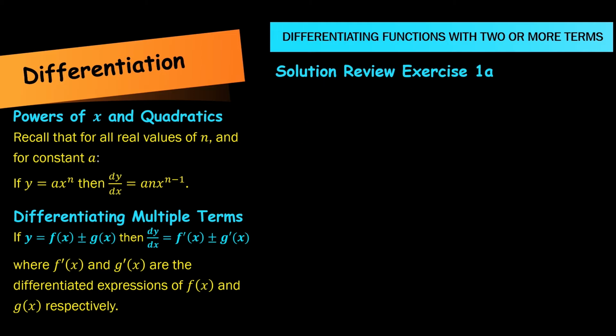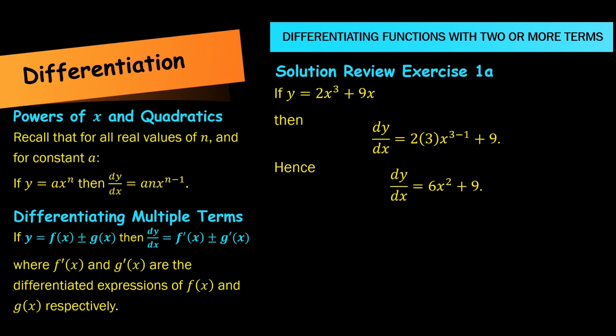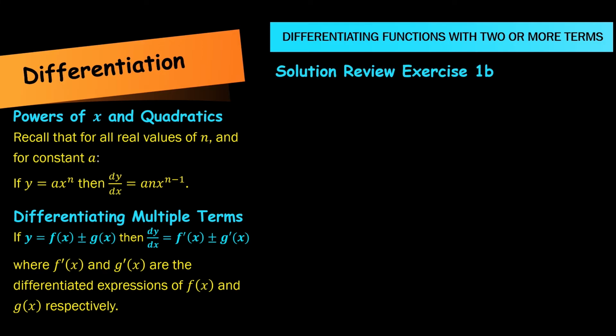So let's solve part A first. If y equals 2x cubed plus 9x, we have that dy dx equals 2 times 3 times x to the power 3 minus 1 plus 9. And therefore tidying up gives us that dy dx equals 6x squared plus 9. And now for part B.